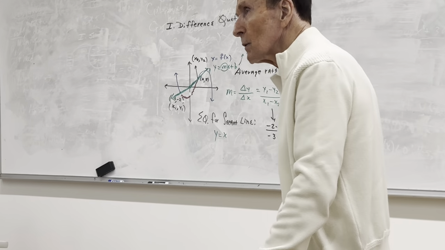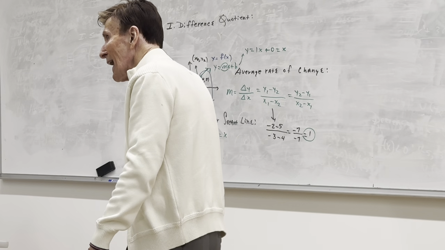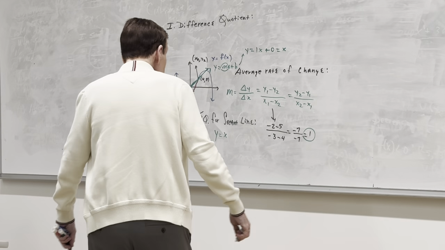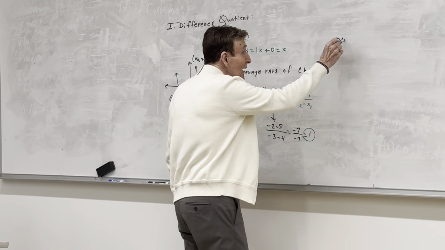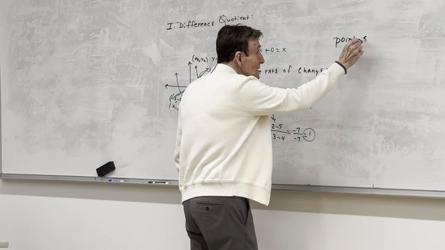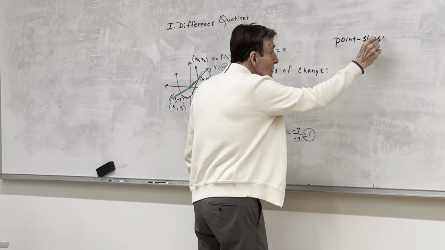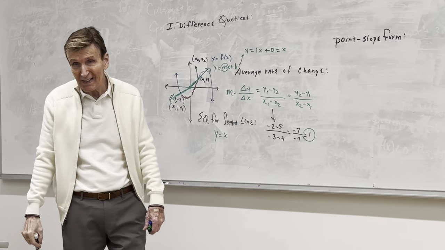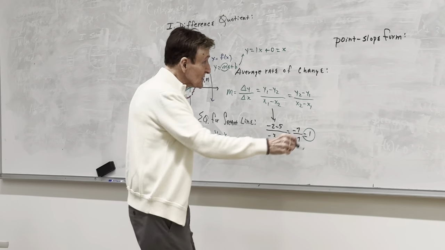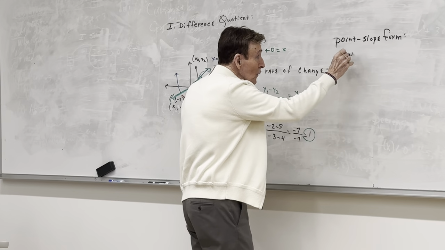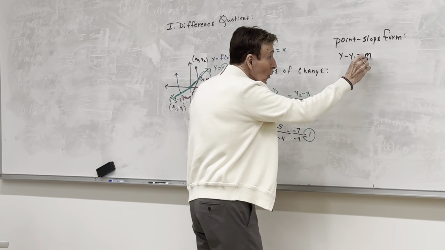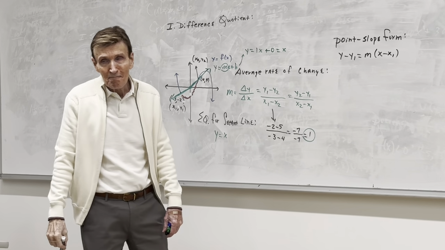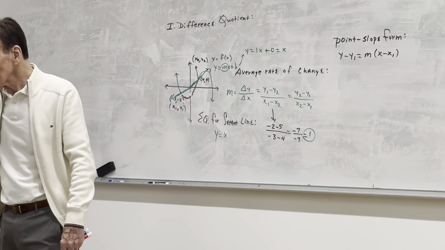Does anyone remember how to write the equation for a straight line besides just merely using mx plus b slope intercept? There was something called point slope form. I'm going to try it also on this and see if I get the same answer. What does it look like? It looks like this. y subtract y1 equals slope times x minus x1. Another way to write the equation of a straight line.